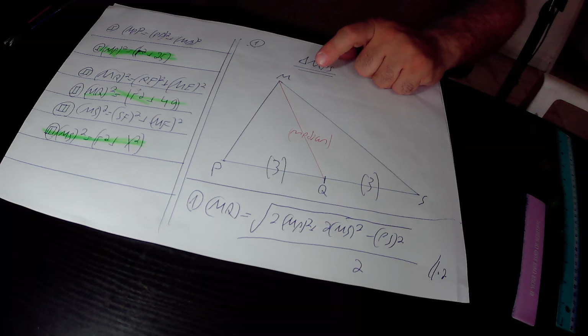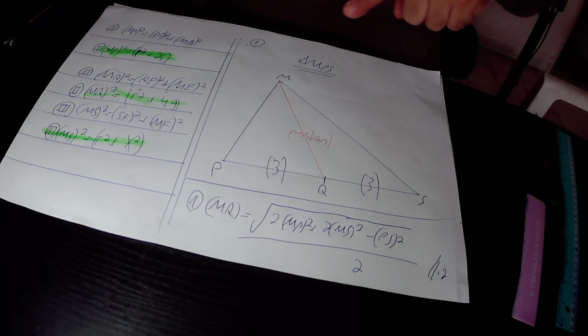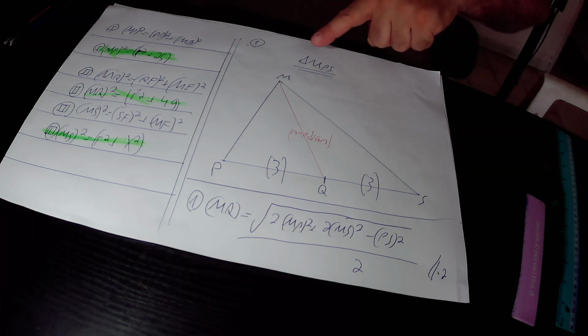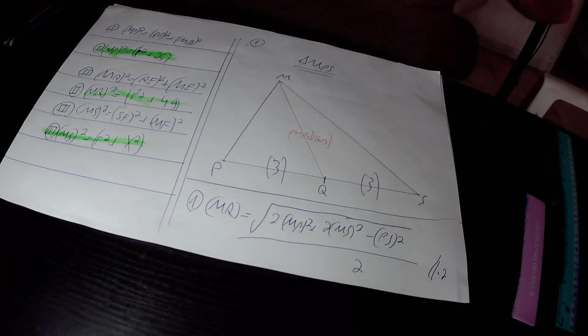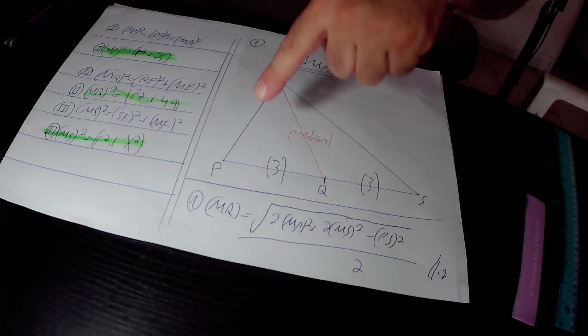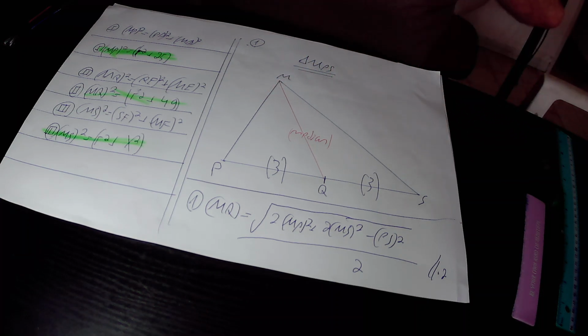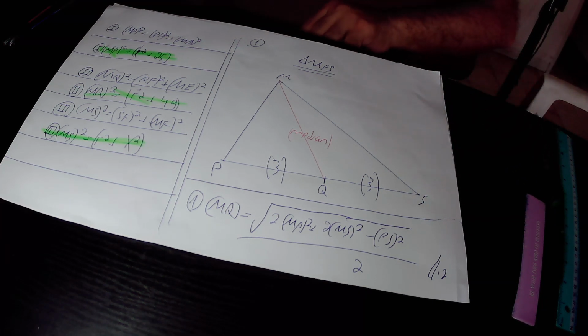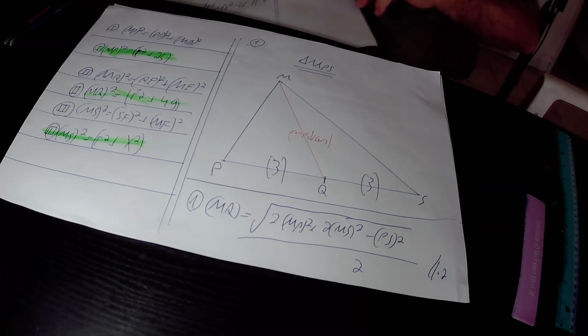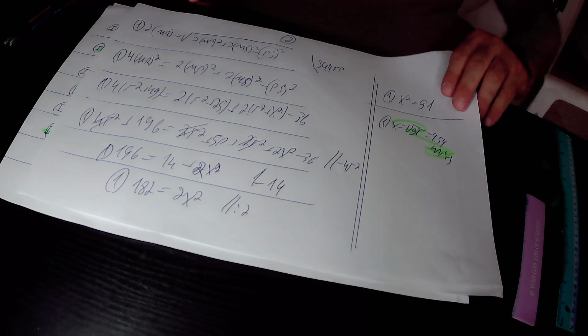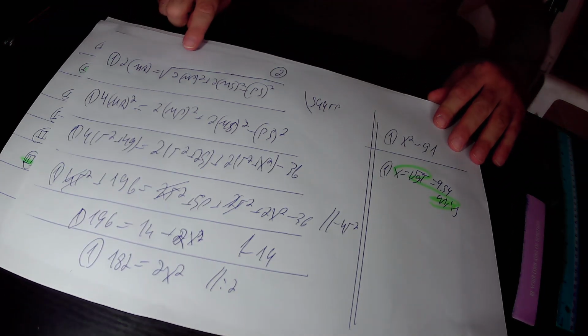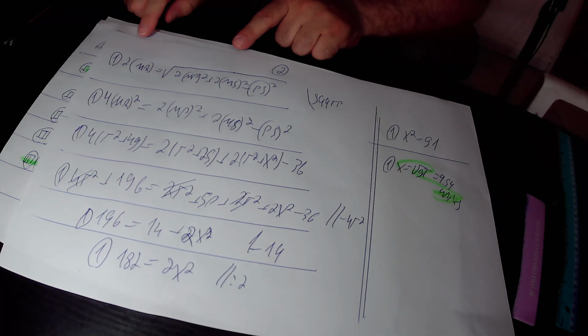MQ. According to the new formula, the length of the median MQ will be equal to the square root of 2 times MP squared plus 2 times MS squared minus PS squared, divided by 2. Again, MQ equals the square root of 2 MP squared plus 2 MS squared minus PS squared over 2. So here we multiply equation 1 by 2. According to equation 1, 2 times MQ equals the square root of 2 times MP squared plus 2 times MS squared minus PS squared. Here we squared both sides of equation 1.